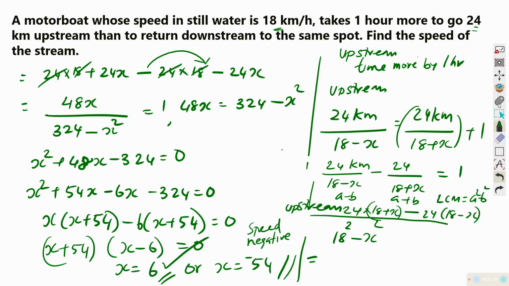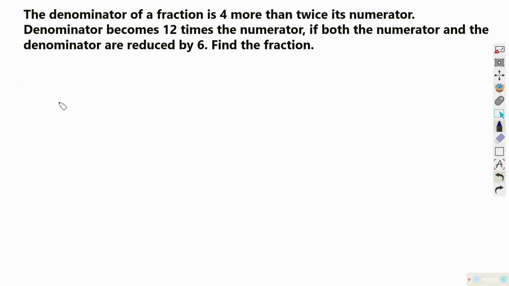Okay, let me go ahead. Denominator of a fraction is 4 more than twice its numerator. Denominator becomes 12 times the numerator if both numerator and denominator are reduced by 6. Find the fraction. Pause the video, read the question thoroughly. Here the explanation. Let the fraction be x upon y.